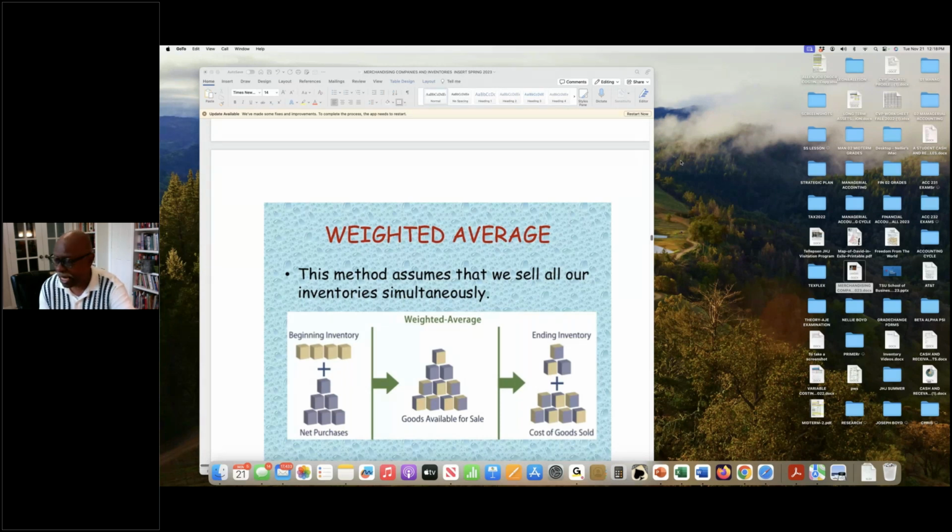But this is your first time seeing it. First day of class, you couldn't make a journal entry. Now you can make journal entries. By the last day of class, you're going to be able to run a shoe store and sell inventory. Any final questions or any comments?